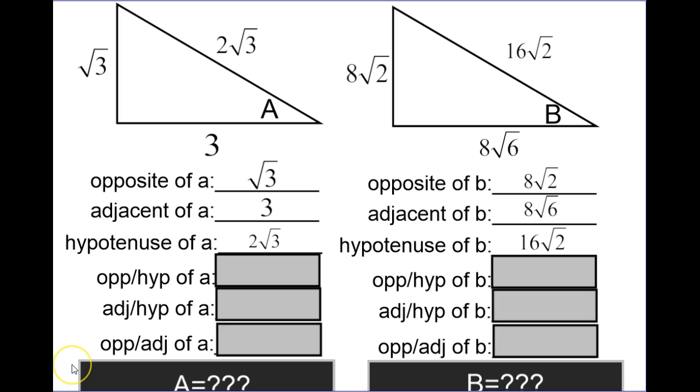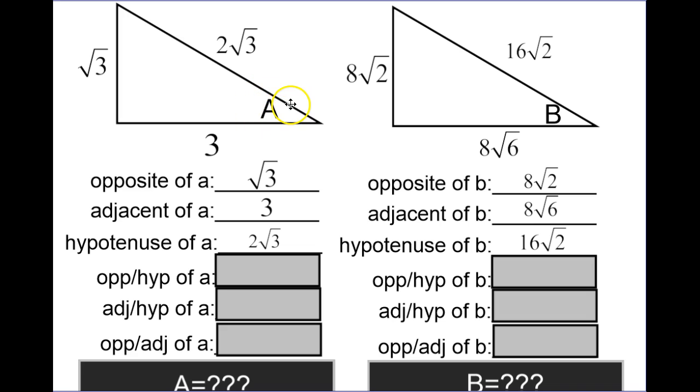At this point, you should have filled out the warm-up chart, and we're going to take a look at the solutions now. What I already have up here on the screen are the opposite, adjacent, and hypotenuse sides, based on where A is here. As a quick reminder, opposite is the side of the triangle that is not touching the angle that we're talking about.